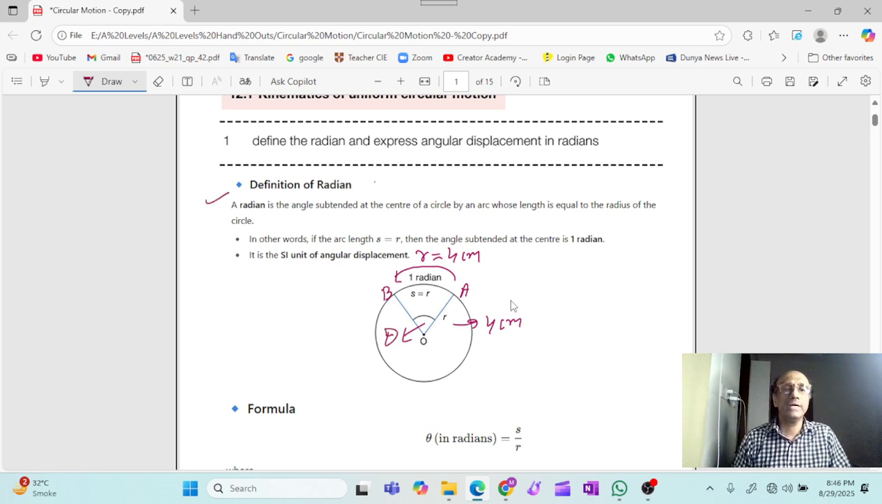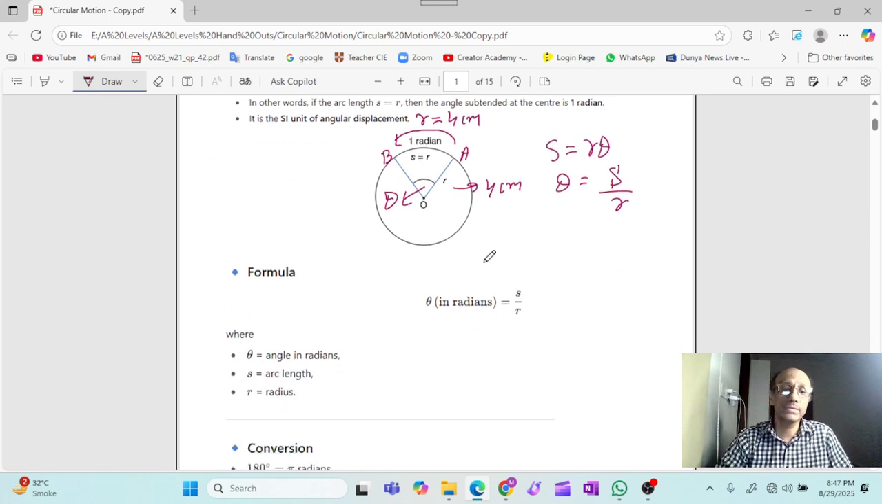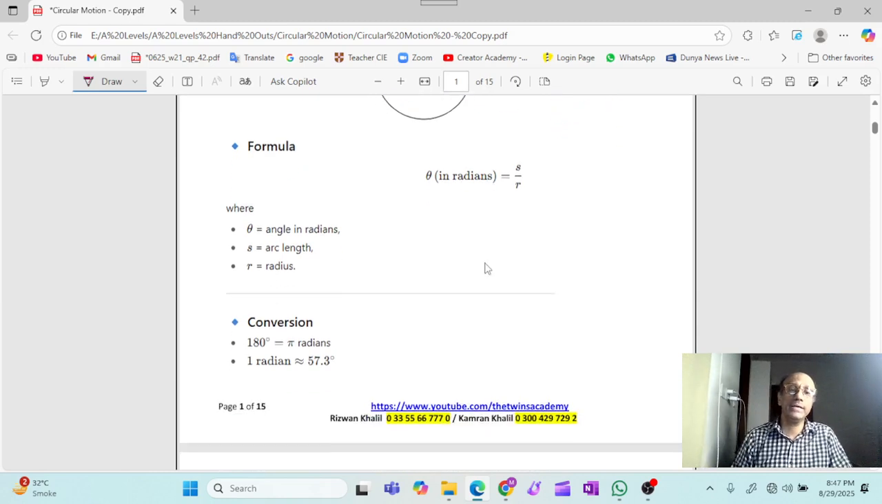So you have to write down the complete definition: the radian is the angle subtended at the center of the circle by an arc whose length is equal to the radius of the circle. The first formula is S equals R theta. Make theta the subject, so theta equals S over R. Then the units: the angle is taken in radians, the arc length in centimeters, and the radius in centimeters.